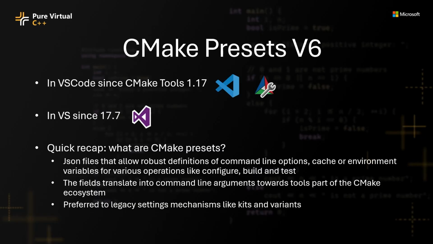They are JSON files, which allow users to define in a robust way a set of command line options, cache or environment variables for various operations like configure, build, and test. The fields ultimately translate into command line arguments towards tools that form the CMake build ecosystem, like CMake itself, CTest, or CPack. Concepts like build type, build directory, generator, and many others are recommended to be written in files like CMake presets and CMake user presets JSON instead of other legacy mechanisms like kits and variants.